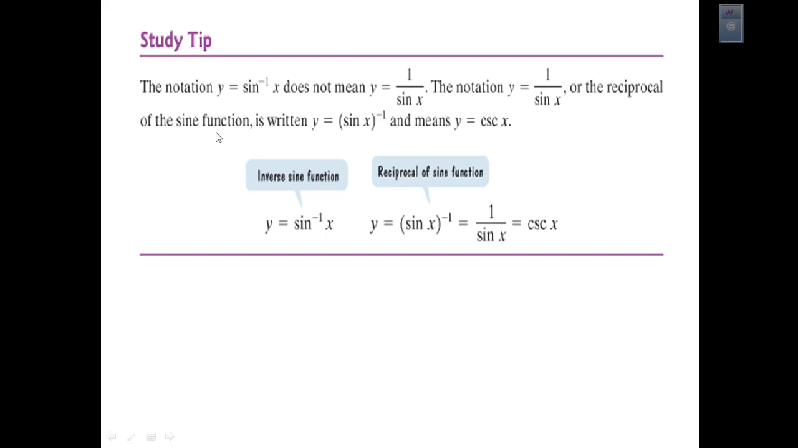Now, the notation, as I've already mentioned, sine to the negative 1 of x does not mean 1 over sine x. The notation y equals 1 over the sine x, or the reciprocal of the sine function, is written y equals parentheses sine x to the negative 1, and that means cosecant x. This is the inverse sine function. This is the reciprocal, or cosecant, of the sine function. Make sure of your notation.